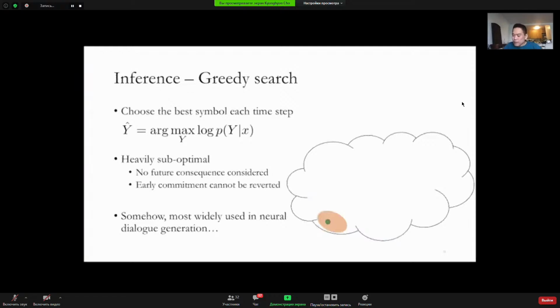Now, unfortunately, that's not the best way to go. Why is that? Because our choice does not take into account the future consequence. So my choice that looks nice at time step t may be a horrible choice when we look later at the entire sequence. So it has been found that it's quite suboptimal and very undesirable to use greedy search.